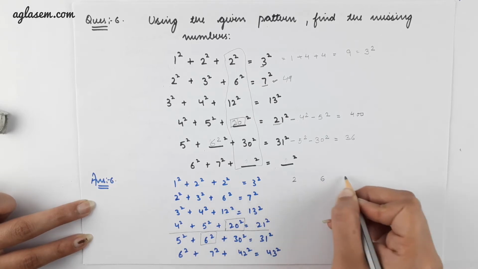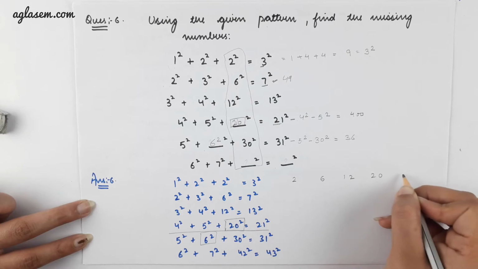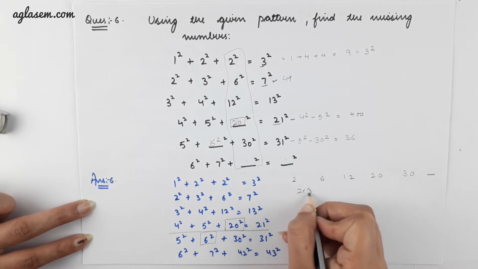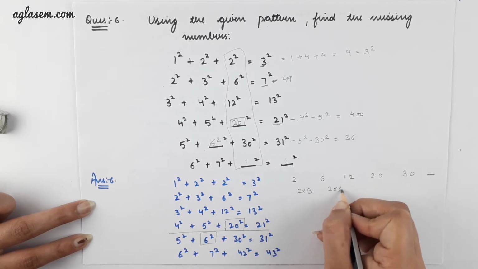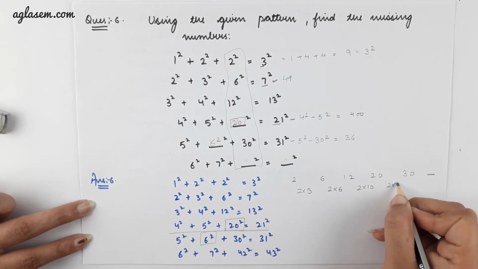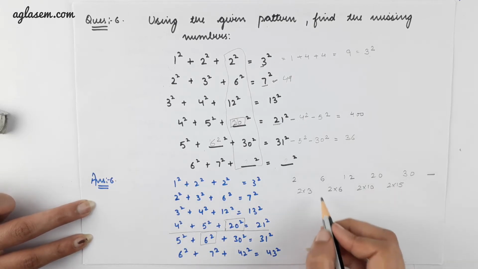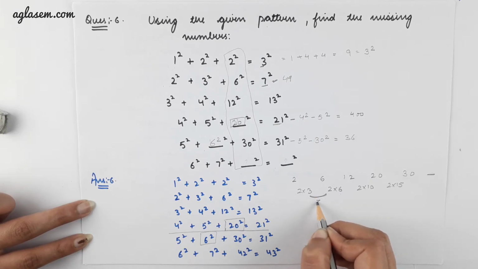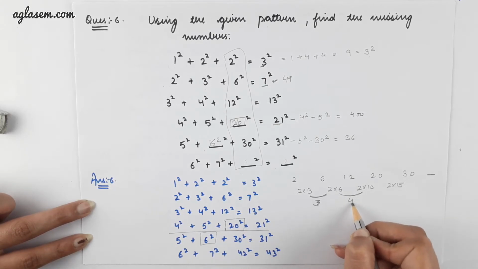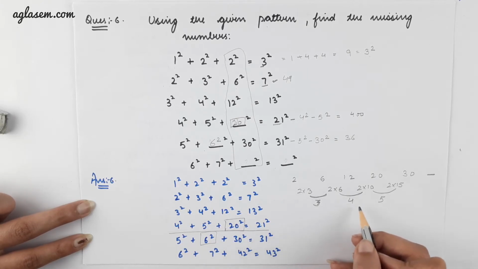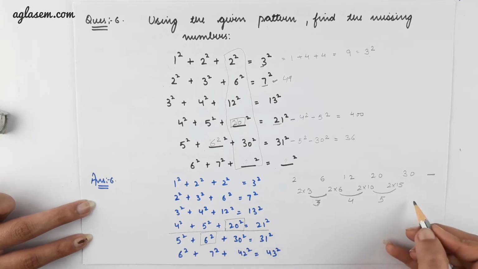2, 6, 12, 20, 30 and a blank. Okay, 2 3s are 6, 2 6s are 12, 2 10s are 20, 2 15s are 30. Here we can see a gap: the difference between 3 and 6 is 3, between 6 and 10 is 4, between 10 and 15 is 5. Here we can see the difference is increasing successively by 1.